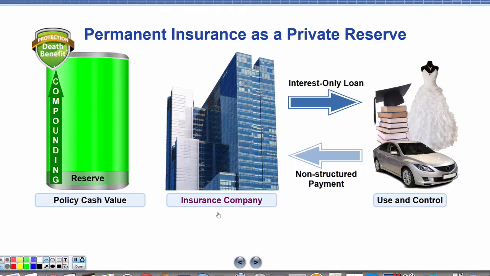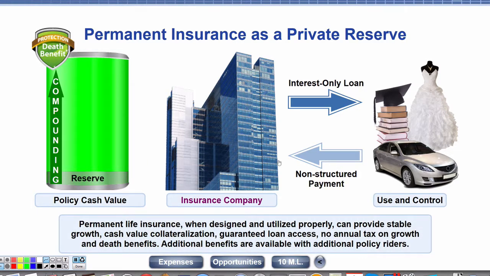Now, we recommend that you do repay those loans, because when you do that, all you're doing is that you're able to repeat the process over and over and over again. Okay?